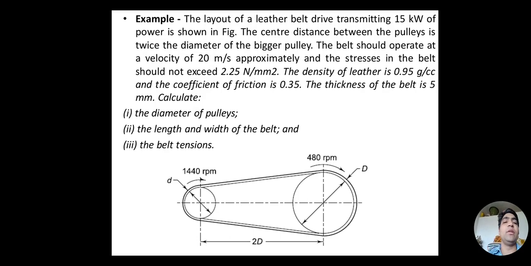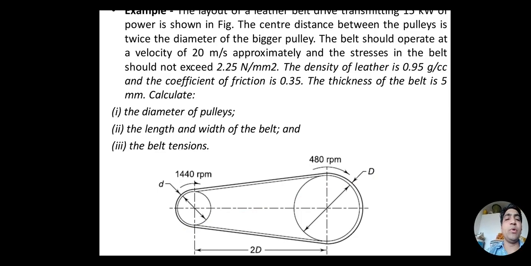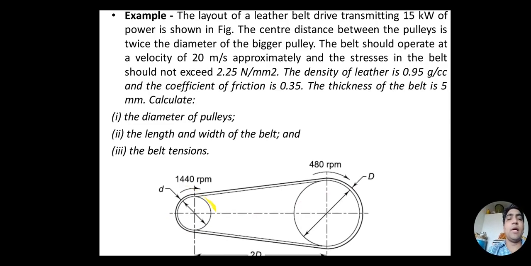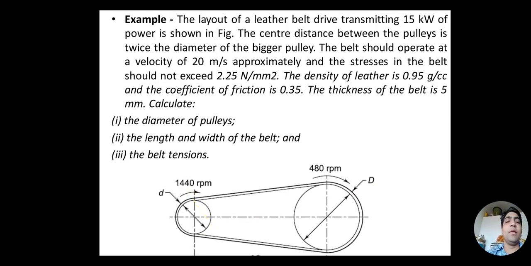Means we have to calculate the small d and capital D. Second, the length L and width of the belt b, that we have to calculate. And third is the belt tensions P1 and P2, that we have to calculate here. The speed of the smaller pulley is given 1440 rpm, and speed of the big pulley is given 480 rpm.